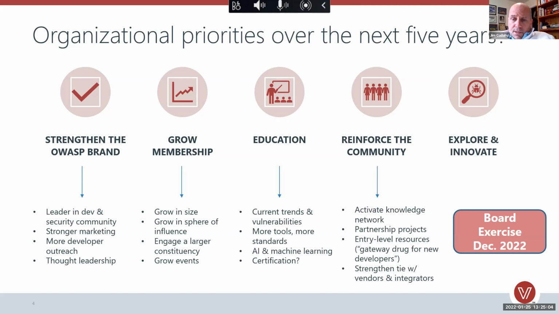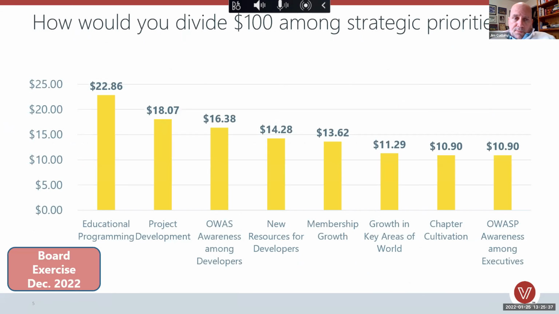You want to reinforce your community, activate knowledge networks, partnership projects, create resources for those entry level, and I like the way somebody put it, a gateway drug for new developers, and then strengthen your tie with your vendors and integrators who, going back to what was talked about with your budget, perhaps can help to diversify your revenue streams. And at the same time, you want to explore and innovate. So these are strategic priorities, not necessarily marketing. So ideally, you'd want your marketing plan to support the strategic priorities.